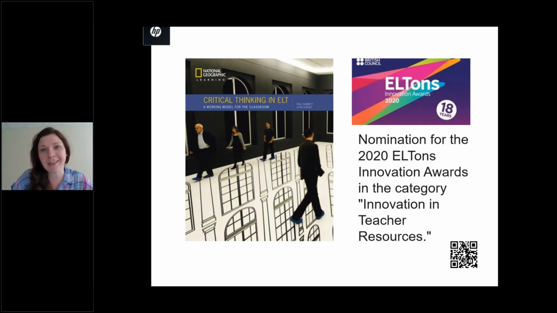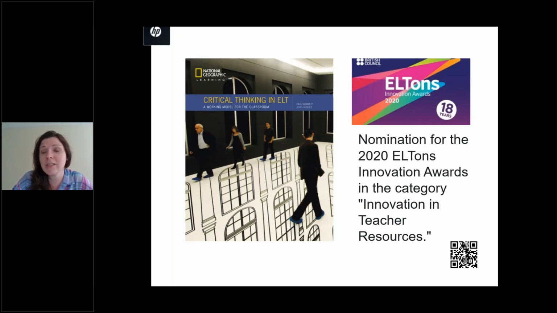development in the tasks. And we are really happy to know that this is one of the books that is nominated for the ELT Tons Innovation Award in the category Innovation in Teacher Resources. Really great book with useful advice, with lots of examples of what you can do in order to turn any activity from your textbooks into one that develops critical thinking.